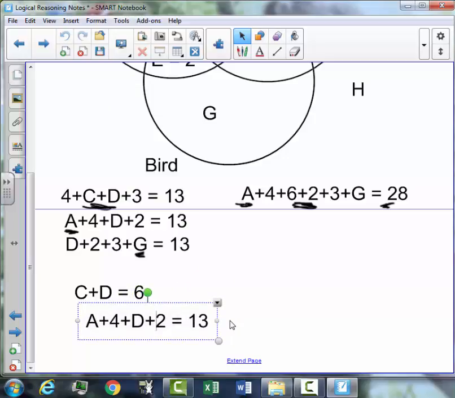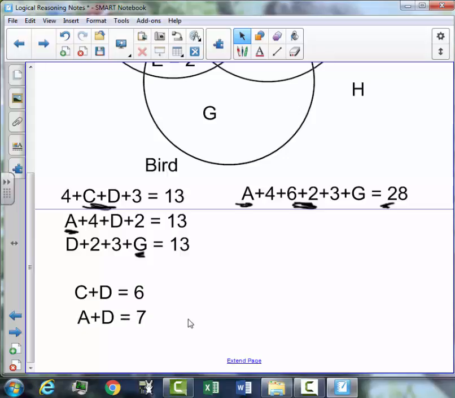Now, I can't really arrange it in the same way where I want C plus D, so I'm actually just going to get A by itself, just sitting right here. And so if I do that, what will end up happening is I'll have to subtract 2 from both sides, so I'll make that one down to 11. Subtract 4 from both sides, the scale will drop down to 7. And then at this point here, I've got A plus D equals 7. Hopefully that makes sense.